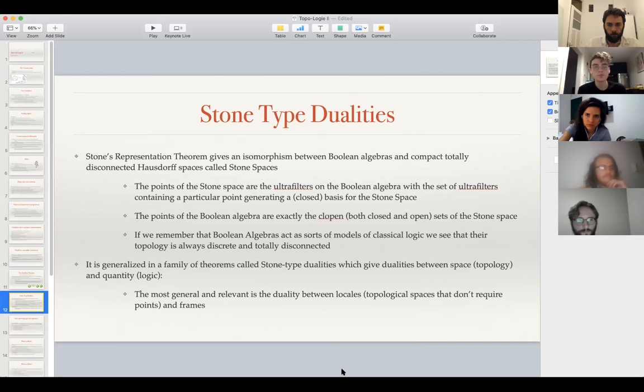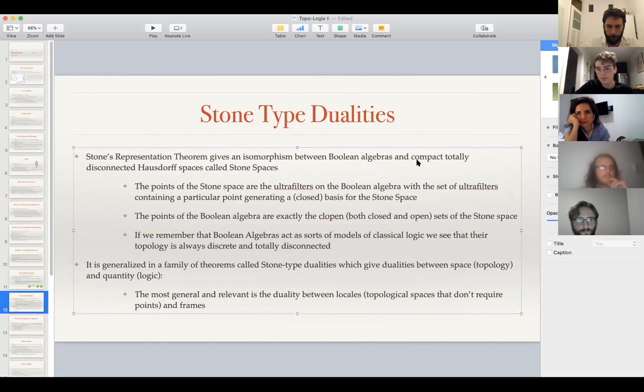A Stone space is going to be any compact, so compact, remember, is basically that everything that converges in a compact space will converge into the space. That's the important property of compactness. So any compact, totally disconnected Hausdorff space.